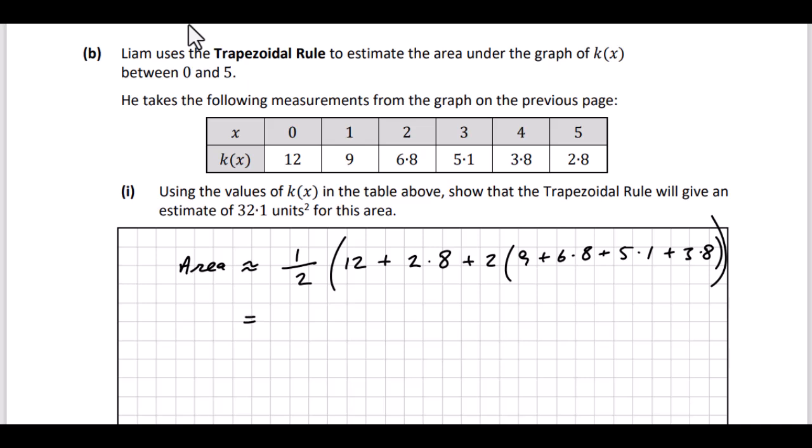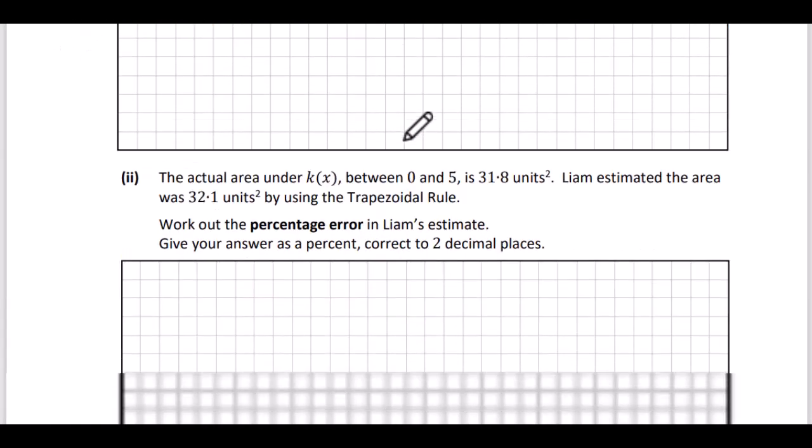That's really it. When you do all of that, it's just calculator work. Do what's in the brackets first, in the inner brackets, multiply by 2, add the 2.8, add the 12, and get half of your answer. You should get 32.1. And the units there are, let's see, it doesn't say anything about units, just units. Units squared. Okay, so that's really part B1. Let's have a look at part B2.